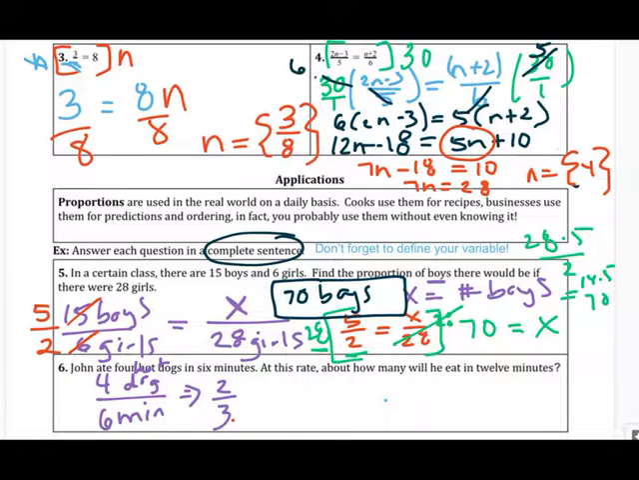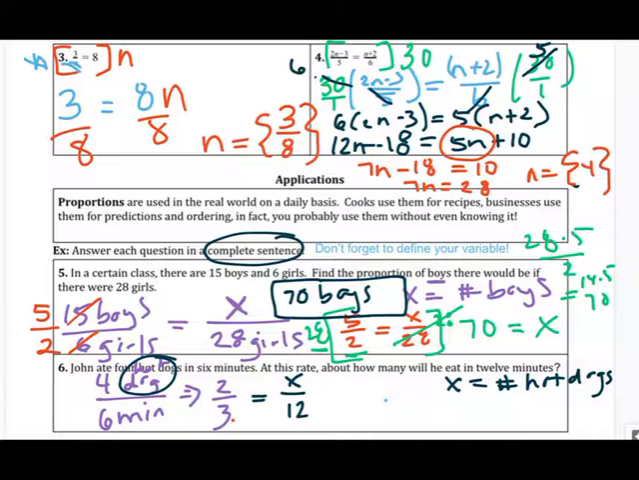At this rate, how many will he eat? What are we talking about eating? We're talking about hot dogs. So that's going to define our variable. So x is going to equal the number of hot dogs. How many hot dogs were in the top? So x is going to be in the top. Will he eat in 12 minutes?